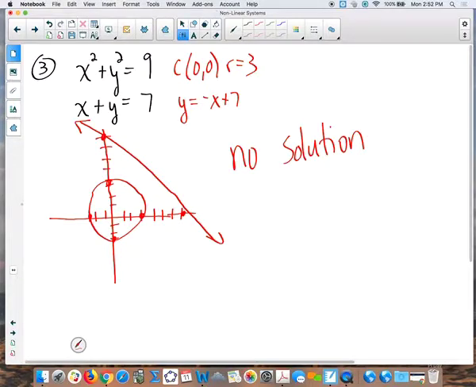Okay, so this one I think is just fine. You can graph it, no problem. That's something I suggest you do. Again, no solution. There's no intersection.